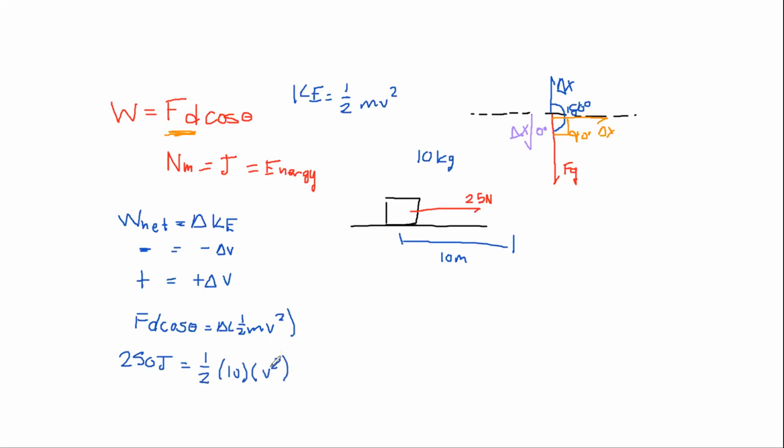So how do I solve for v? I've got to get rid of what's attached. Multiply by 2, divide by 10. All right, so if I multiply by 2, I get 500. Divide by 10, I get 50.